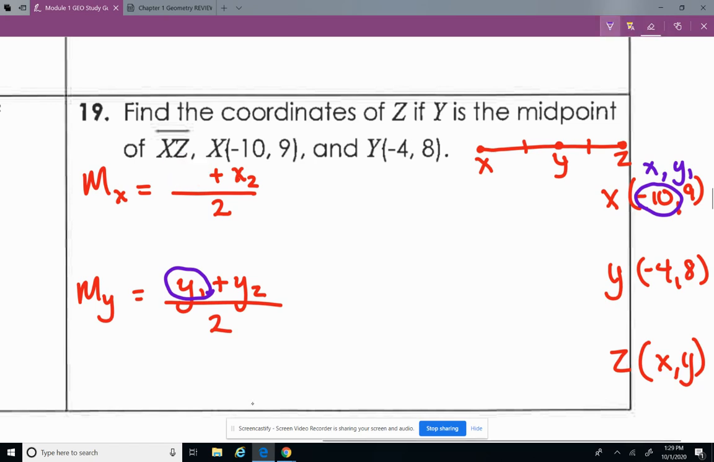So I'm going to erase this. I'm going to put negative 10. All right, my y sub 1 is 9. So I'm going to erase my y sub 1 and put 9. All right, let's see what else I know.